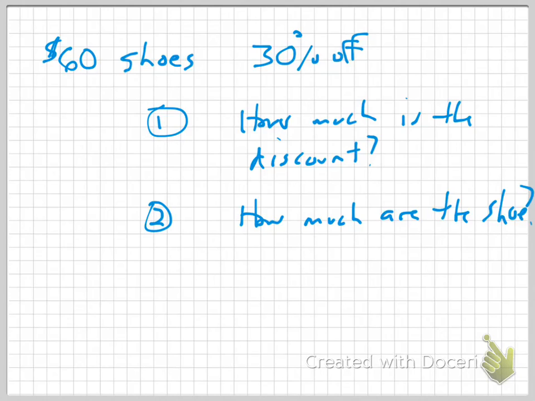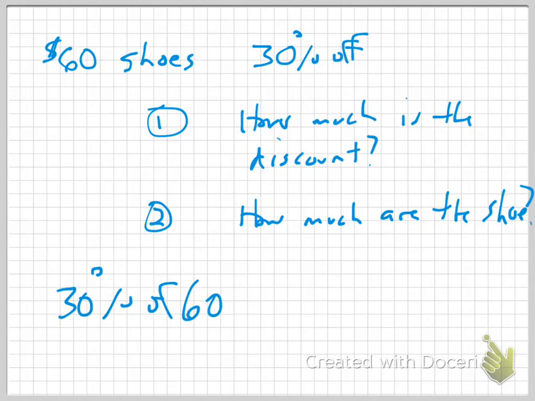Is it going to be more expensive or less expensive? Less. How much less? 30%. Okay, so you've got to find out what 30% of 60 is.